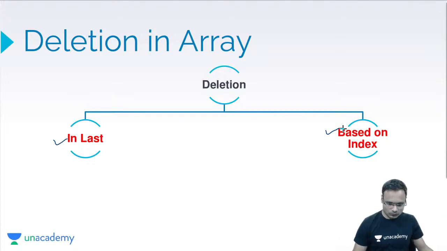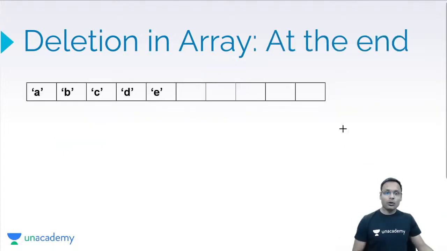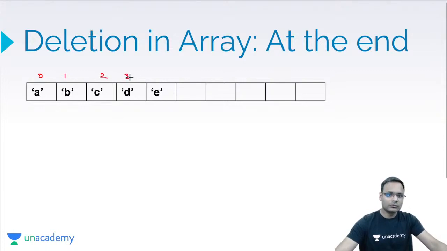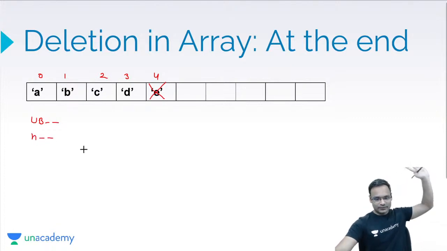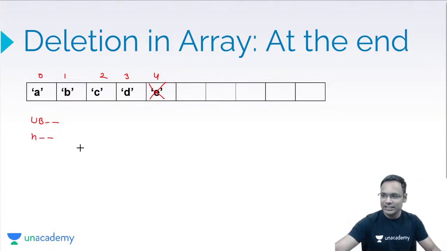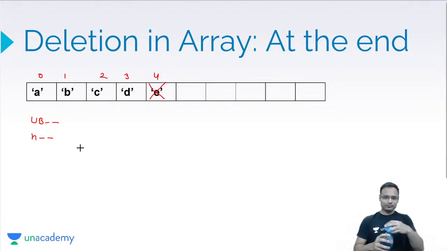Right? Got it. Let's say we want to always delete an element from the end. It's very simple. If you want to delete this element, delete it. After deletion, what you need to do is just decrement upper bound, that's it, and decrement n. Once you do this, deletion is done. Once done, deletion is done, and nothing else remains.